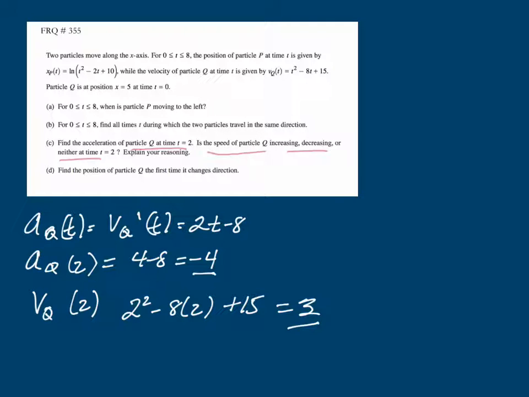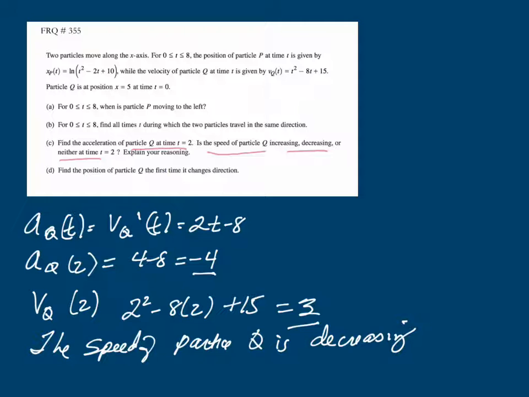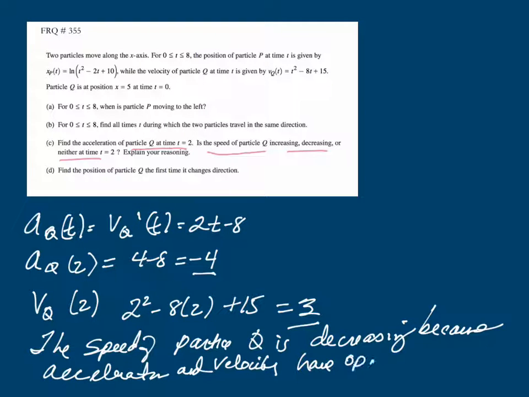Okay, so let's just answer that. The speed of particle Q is decreasing. Use what they said. They asked increasing or decreasing or neither, because acceleration and velocity have opposite signs at t equals 2.